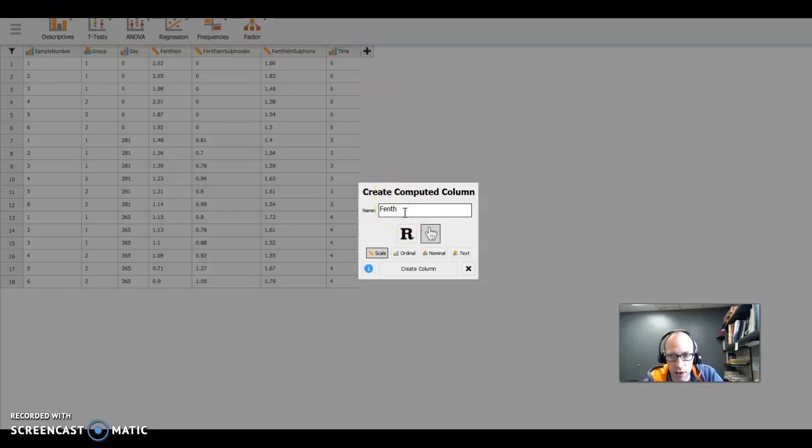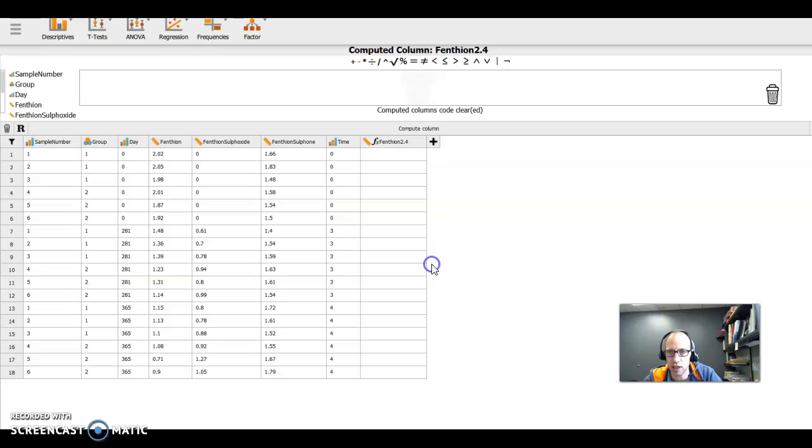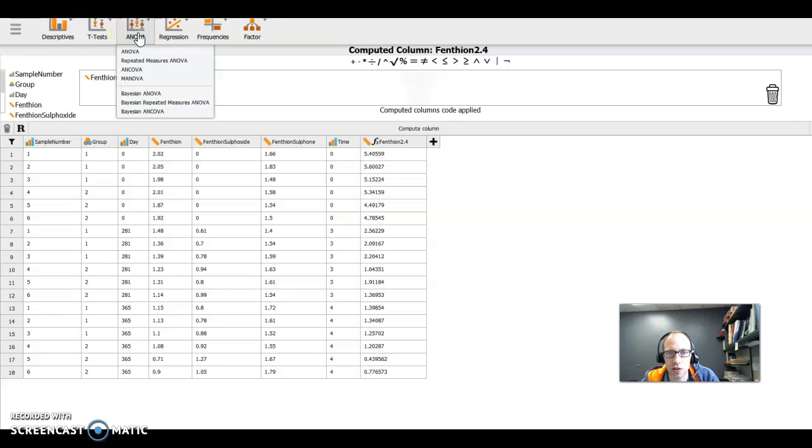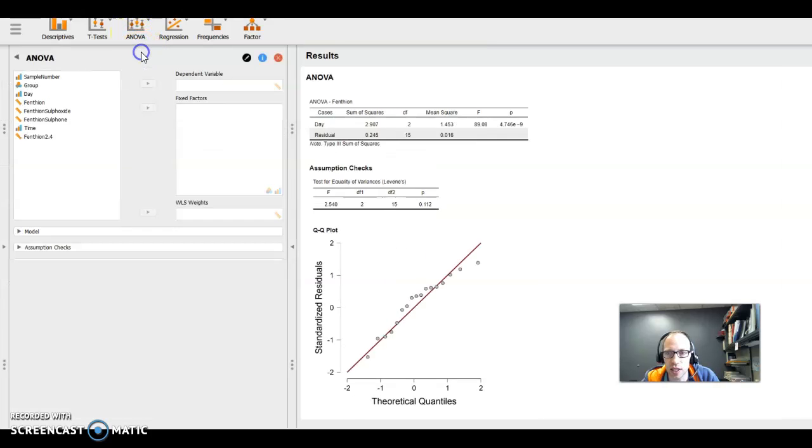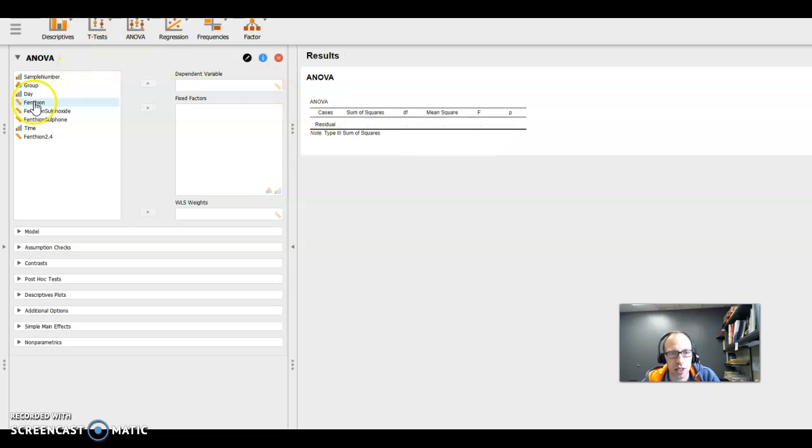We're going to do Fenthion 2.4, create that column, and just raise Fenthion to the 2.4 power. Easy enough. And we're then going to go through the descriptives. I'm just going to jump straight to the ANOVA here. So we can take a look.